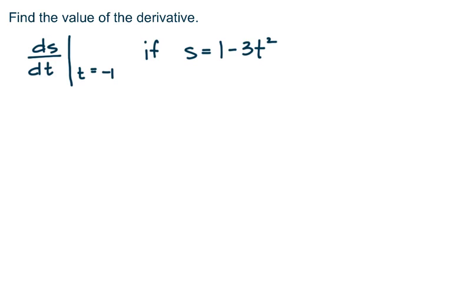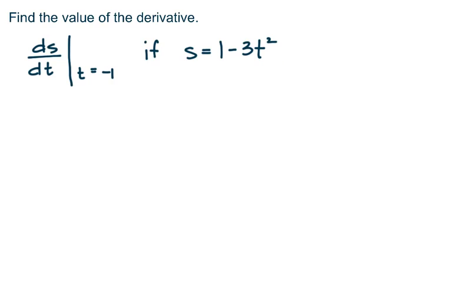In this video, we're going to do an example where we find the value of a derivative and we're going to use the formal derivative definition. In this example, instead of x and y, we have s being a function of t. We are asked to find ds/dt, the derivative of s with respect to t at t equals -1, if we are given this function s of t equals 1 minus 3t squared.